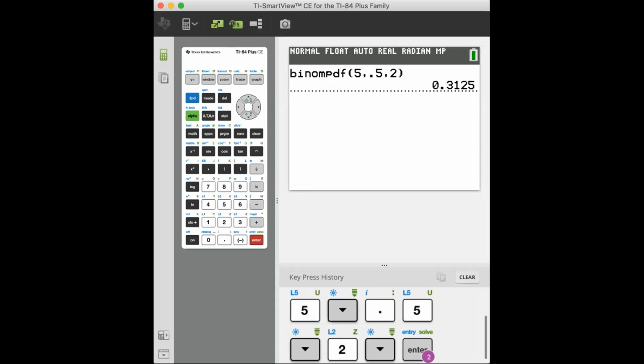Where did you get the 0.5? That's the probability of success. So the probability of getting a girl on each trial, there's a 50% chance that one baby turns out to be a girl. So that 0.5 is the probability of success for each trial, for one trial.